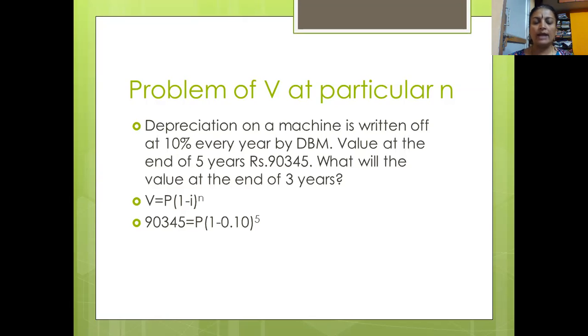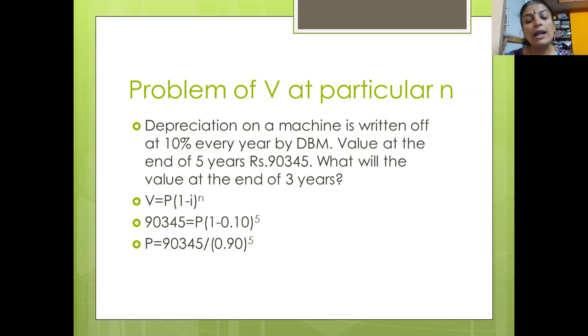Okay. So V is 90,345. P we don't know. Within the bracket, 1 minus I, 1 minus 0.10, raised to the power of N, that is 5. So 1 minus 0.10, how much? That is 0.90. So 0.90 raised to the power of 5. And here we have to take the P to that side, so 0.90 should be taken to that side. Then it becomes P is equal to 90,345 divided by 0.90 raised to the power of 5.